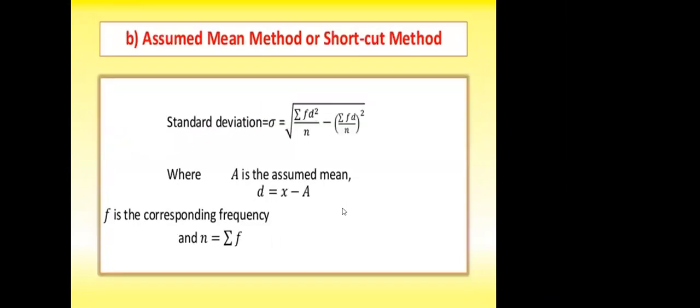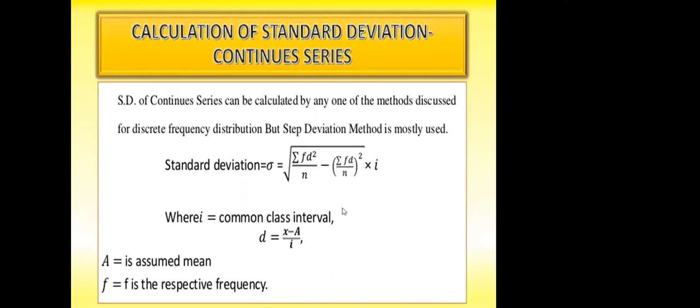First of all, this is the formula of the actual mean method, or direct method. The second one is the shortcut method. This is the formula. And the third one is standard deviation for a continuous series.